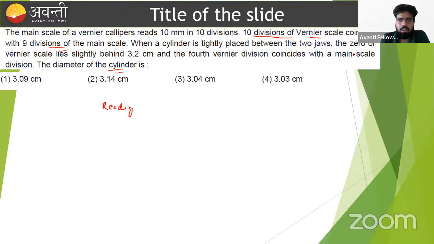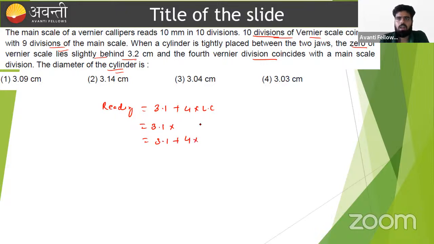It is given that the 0 of the vernier scale lies slightly behind 3.2. So which data on the main scale lies behind 3.2? You can say that is 3.1. And the vernier scale coincides with the main scale at how many divisions? That is the 4th division. 4 into the least count. Put the value of the least count here, and it is very obvious from here.